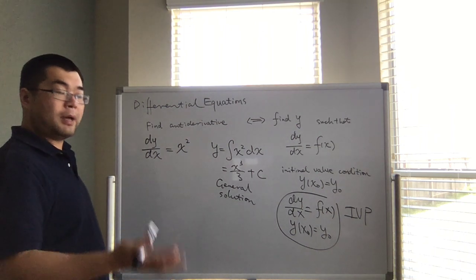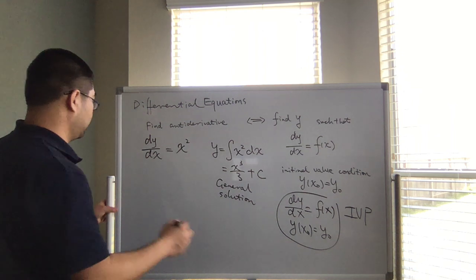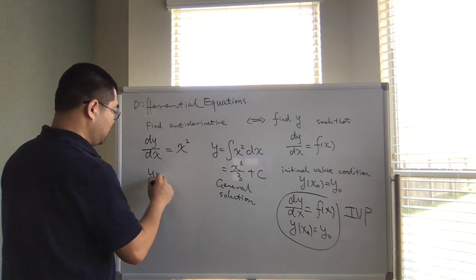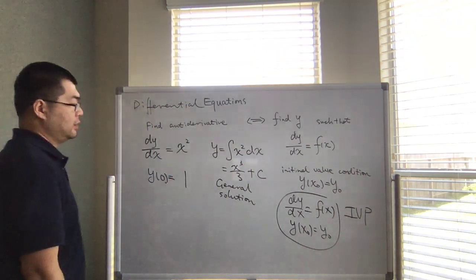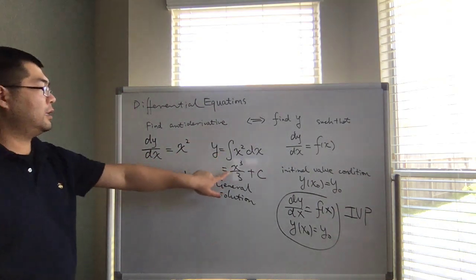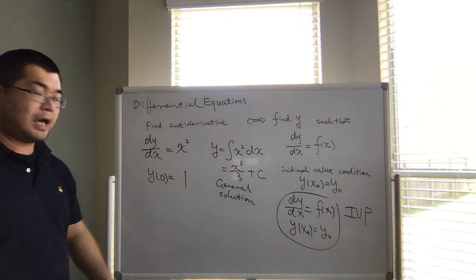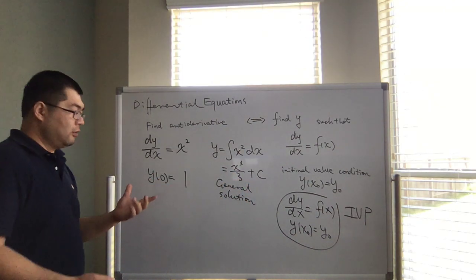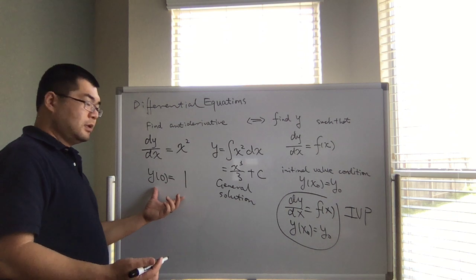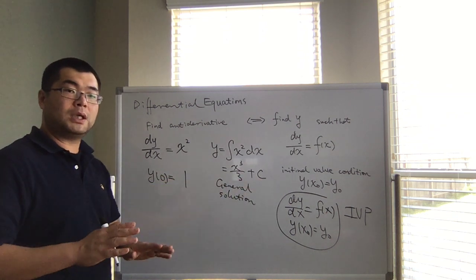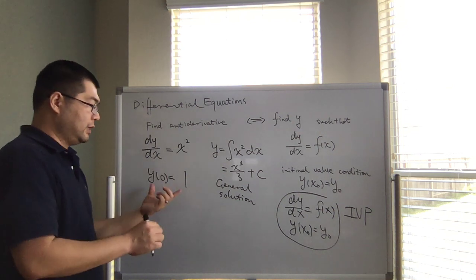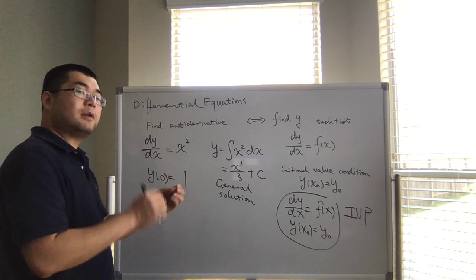However, if I embed one initial value condition, for example, let's say y of 0 equals 1. So you see, guys, this is the general solution, y equals x cubed over 3 plus an arbitrary constant. However, when I put this initial value condition on, this c will not be arbitrary. In other words, we are looking for a particular value that satisfies this condition. But how do we figure out that particular value?